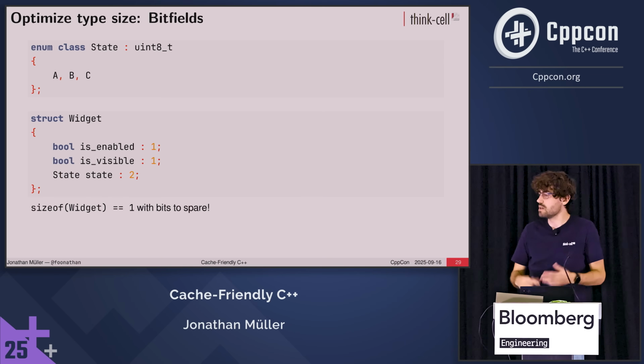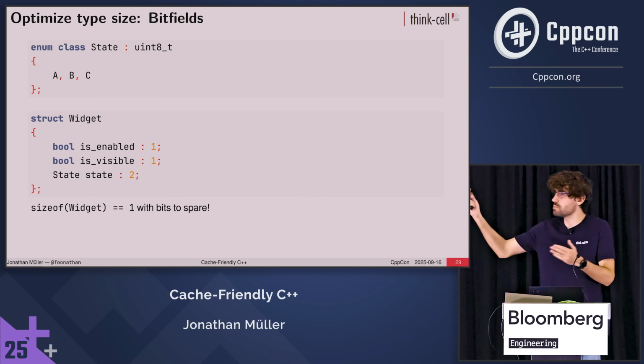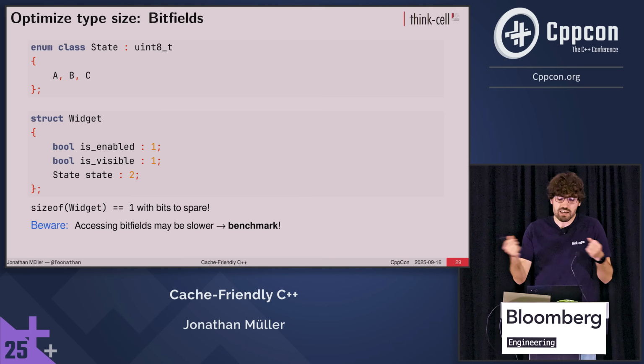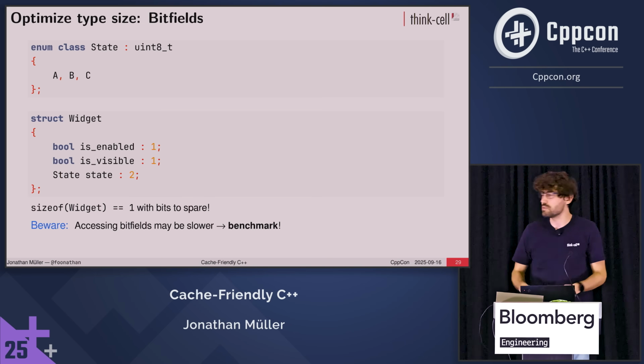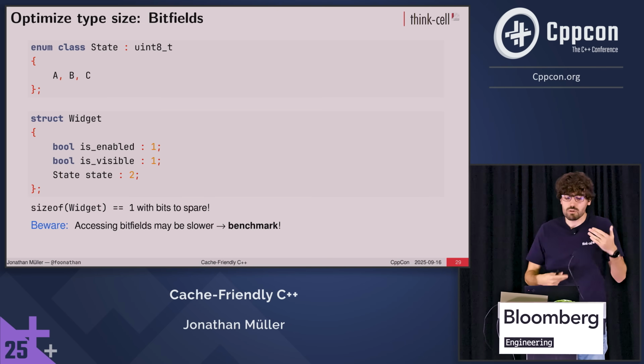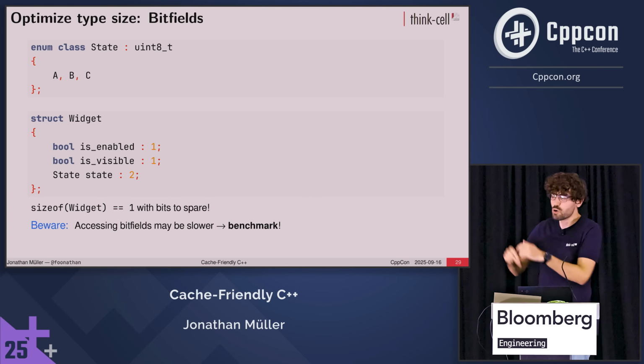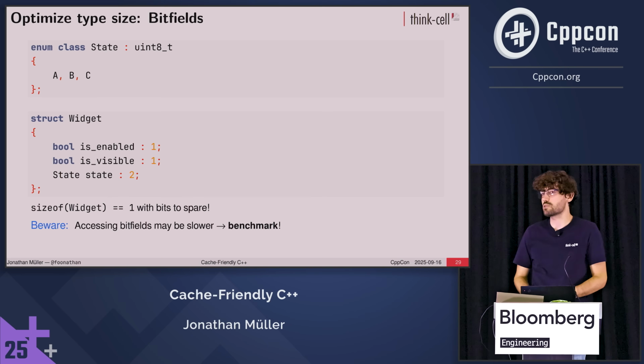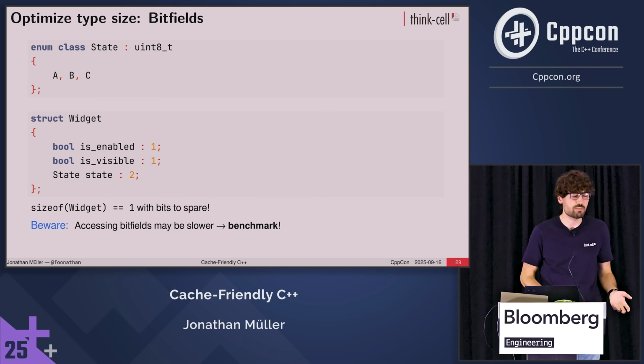So now size of widget is only 1 byte, and we even have bits to spare to put additional flags in there. However, now the access is slower, because every time we access it, we load a byte, and then we mask off the bits we don't care about. So any effects we might get from having more widgets in our cache can be completely negated by the actual overhead for the access, so we have to benchmark that.